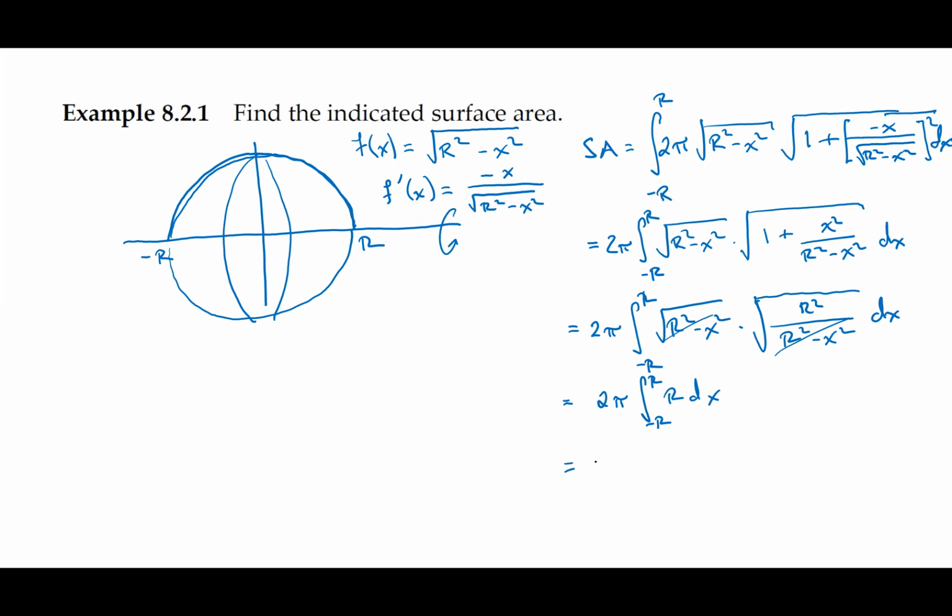And so we're going to get 2 pi r times x from negative r to r. Just 2 pi r times r minus negative r, which is 2r. And so we get 4 pi r squared, just as we were supposed to.